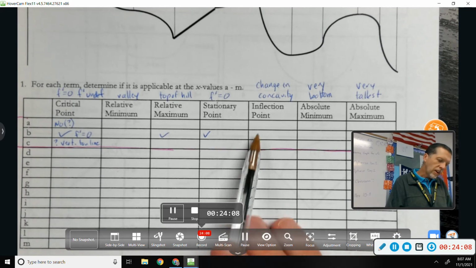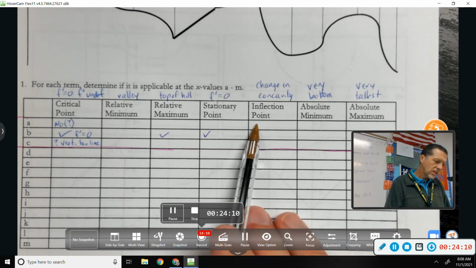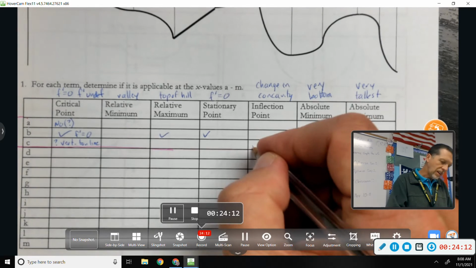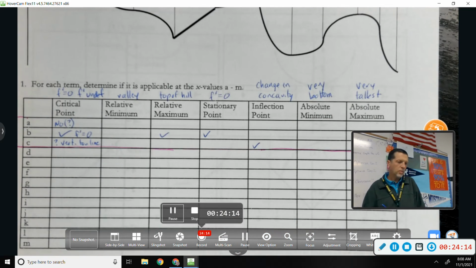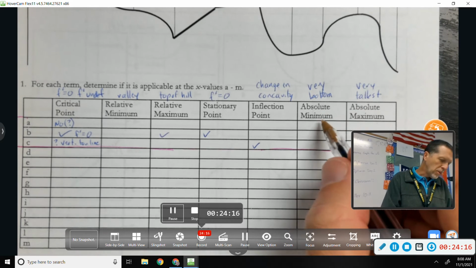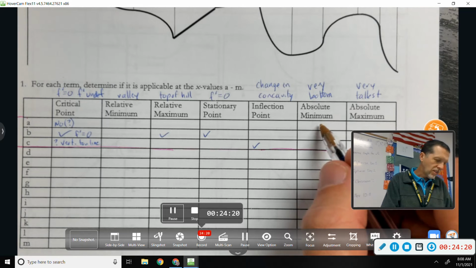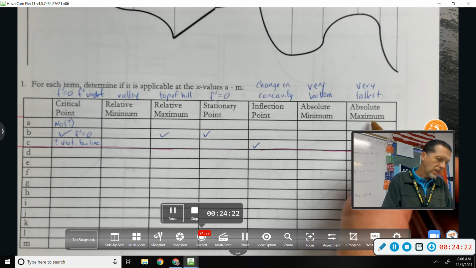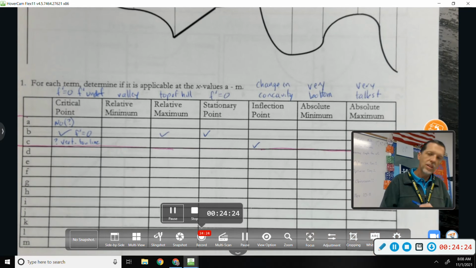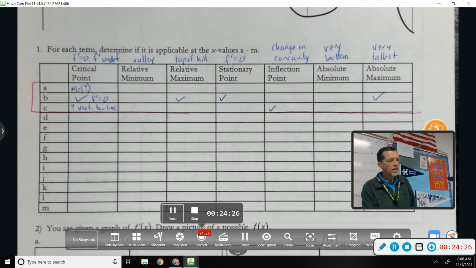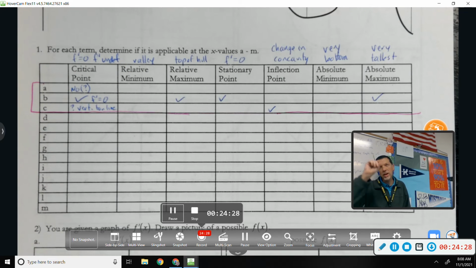Any inflection points from A, B, and C? C, yeah. It changes from concave down to concave up. Is there an absolute minimum among A, B, and C? No. Is there an absolute maximum between A, B, and C? Yeah, I think B is an absolute max. So just going through points, thinking about first derivative, second derivative, concave, that sort of stuff.